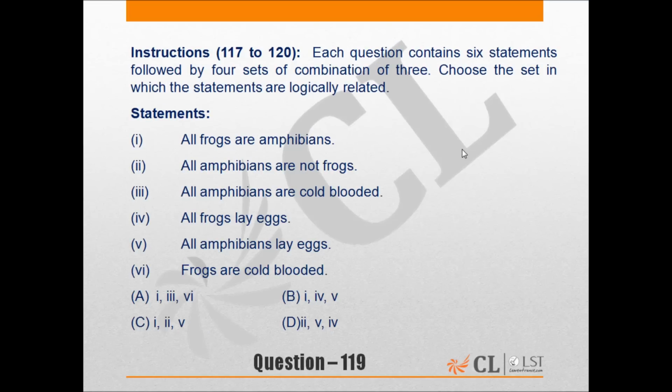A, 1, 3 and 4. For question 119, A says 1, 3 and 6. Sorry, not 4. 1, 3 and 6. 1 says all frogs are amphibians. 3 says all amphibians are cold-blooded.